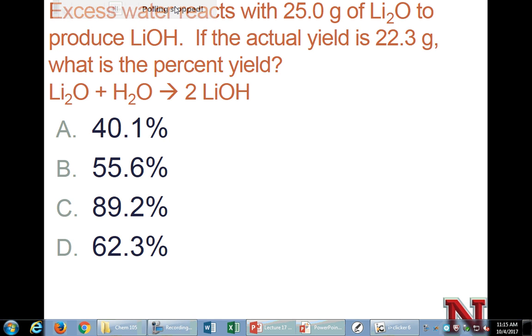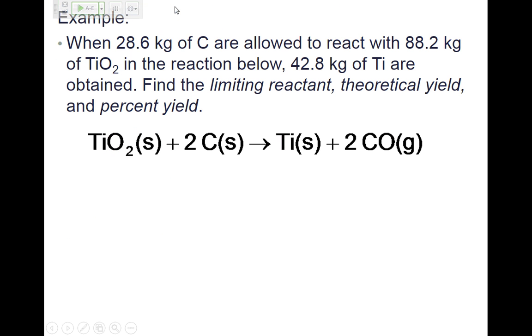So let's look at an example, because that's the best way to look at these. So in this example, we have 28.6 kilograms of carbon elemental allowed to react with 88.2 kilograms of titanium oxide in the reaction below, and then we find that we actually obtain 42.8 kilograms of titanium. Find our limiting reactant, theoretical yield, and percent yield.